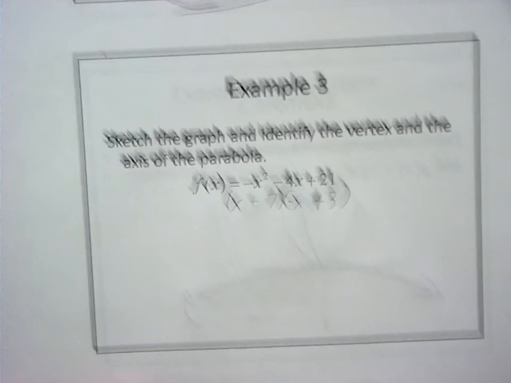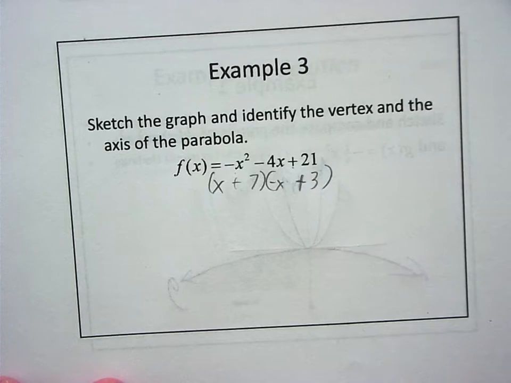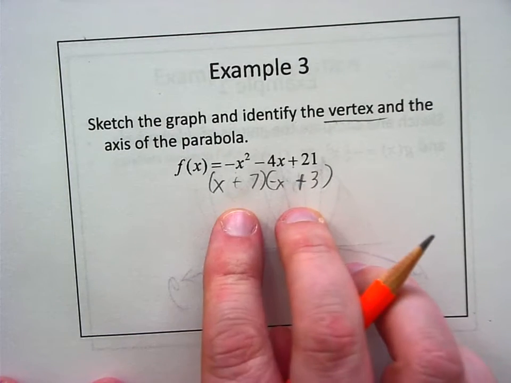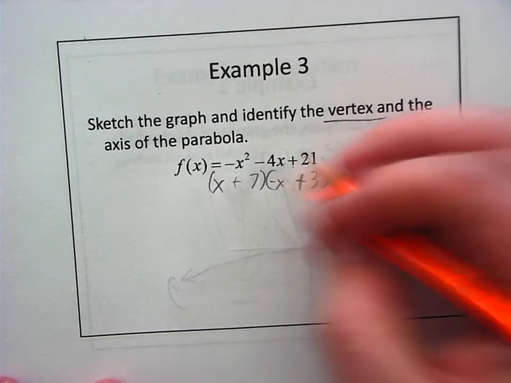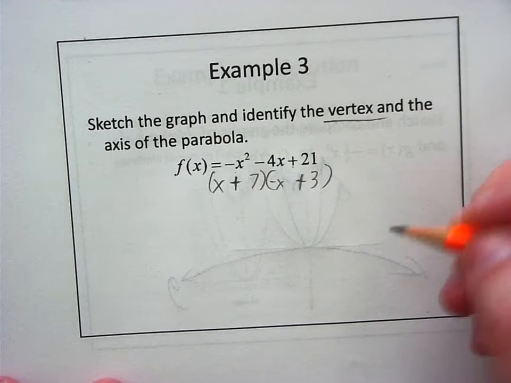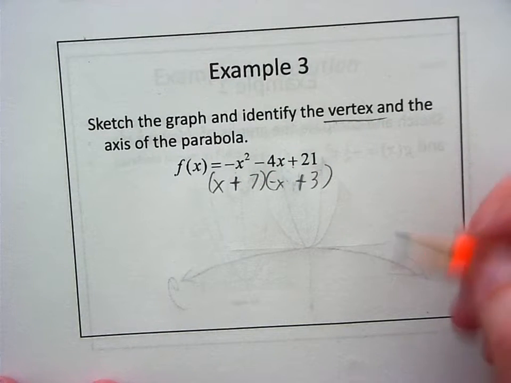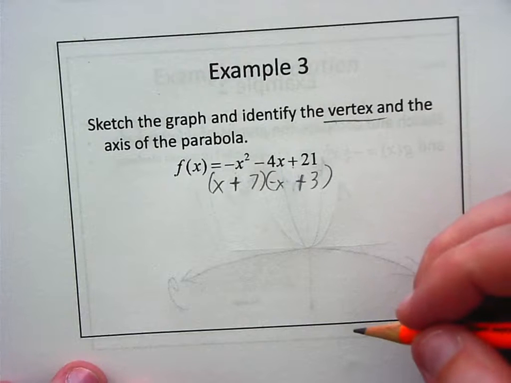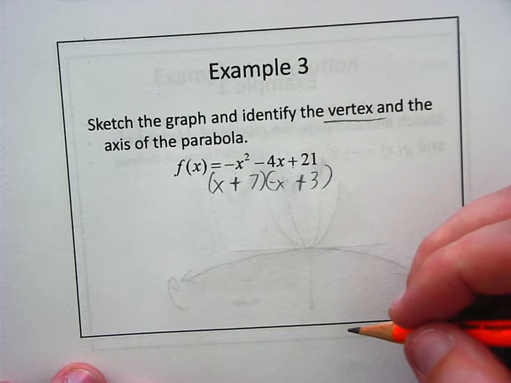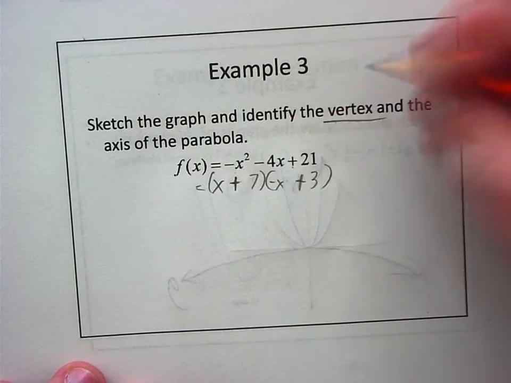Now that gives me something, but it doesn't give me the vertex. They're asking for the vertex here. What does that actually give me? That doesn't give me the vertex, but what does it give me? The x-intercepts. I just need to set it equal to what?